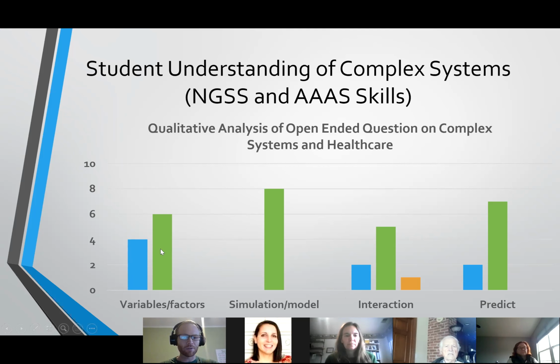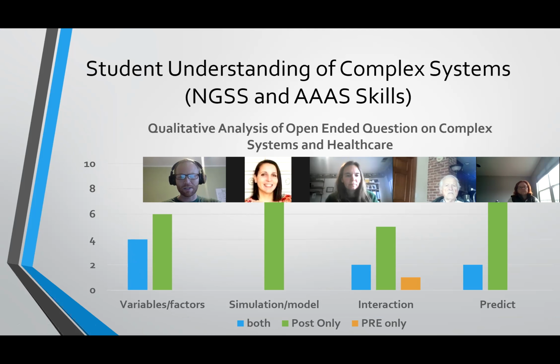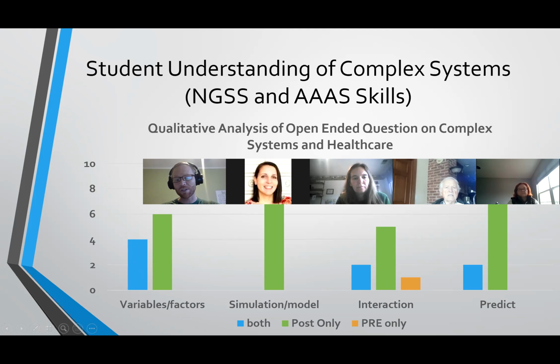Your bar is in front of me, your face is in front of the text, but this is now, I forget what it is. There it is. So blue is both. The green is post only, so that's growth, and then the orange is pre only.